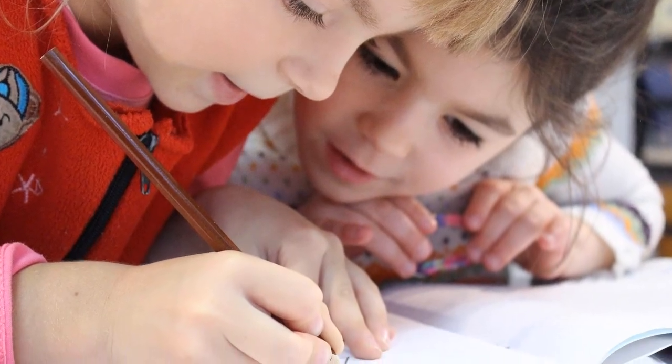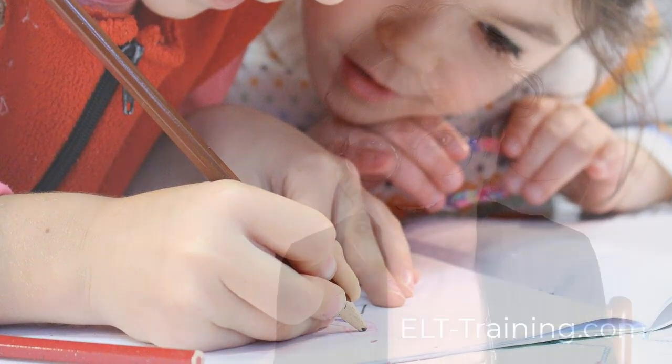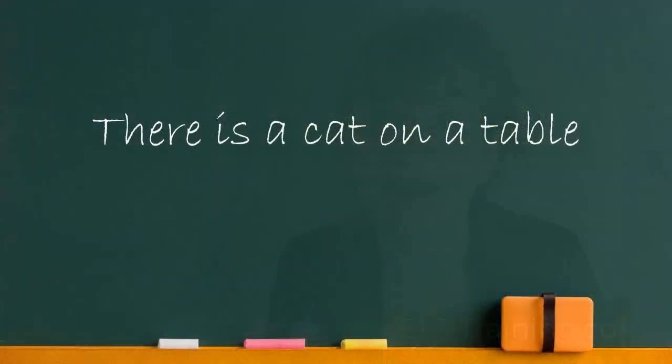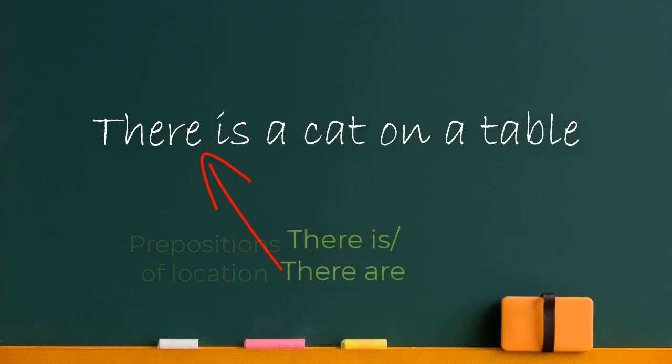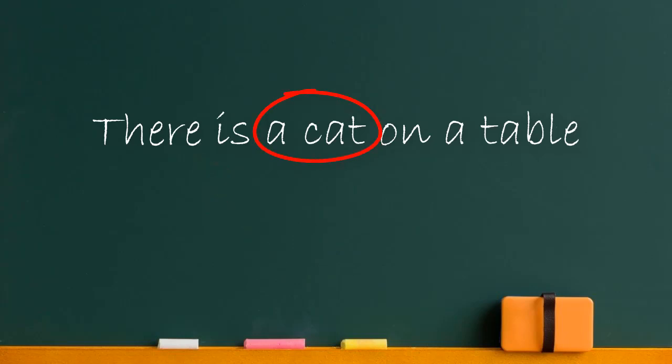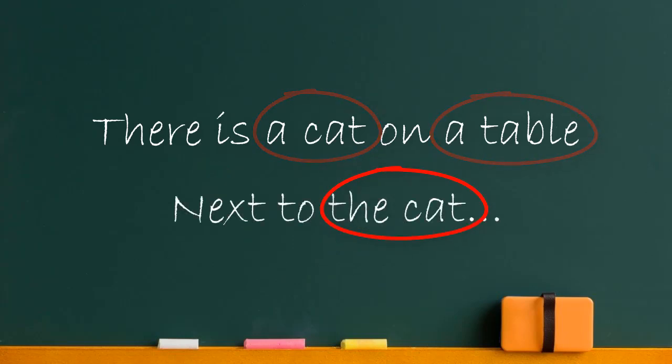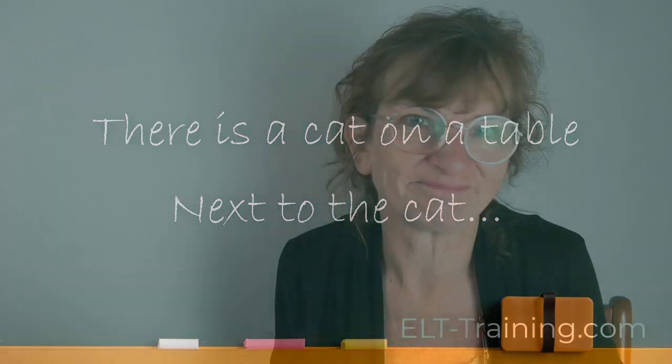Drawing a picture and describing it to your partner for prepositions of location is something we've probably been doing for years. The cat is on the table, the mouse is under the chair. These kind of things are great for prepositions of location, as I said, but also for there is, there are, and also for articles. So there's a cat on a table. Next to the cat, there's a bag. There's a picture on the wall, and next to the picture, there's a window.